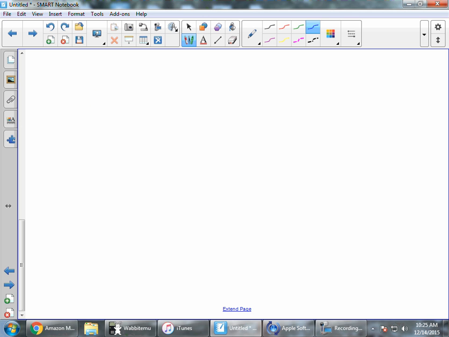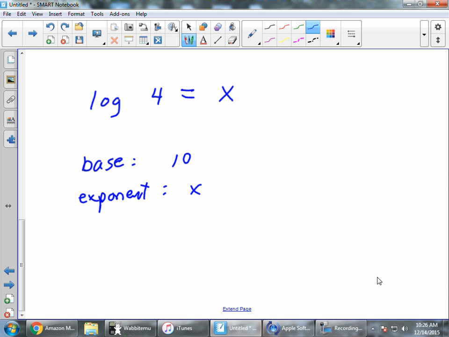What if we had log 4 equals x? Okay. What if we had that right there? What's the base? Okay, 10. Base is 10. If it doesn't say anything at all, it's 10. What is the exponent? X. Don't say 4. What's the answer?